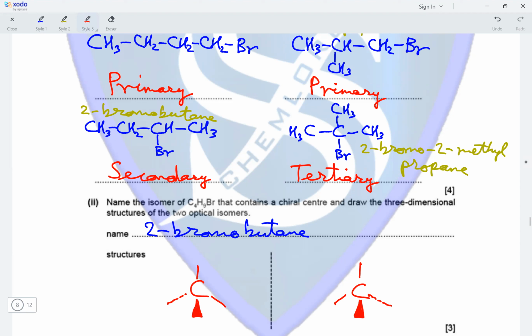So in this way, the two optical isomers would have a hydrogen at one end, a bromine at the other. On the right side of the isomer on the left, we would have a CH3 group and a CH2CH3 group on its left. And in the isomer on the right, we would have a CH3 group on the left and a CH2CH3 group on the right. And these are the two optical isomers of 2-bromobutane.